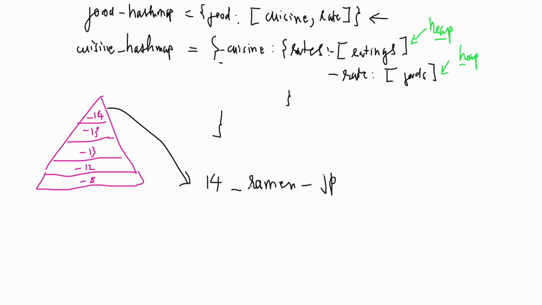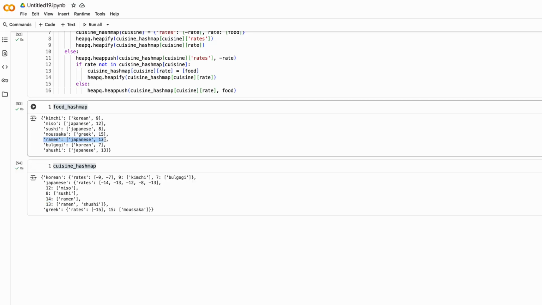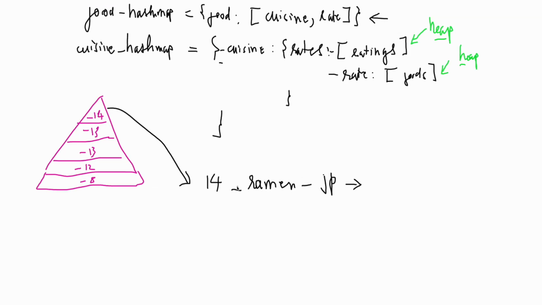However, if we need to check this value, we need to validate this data, and then we compare this one with the data in the food hash map, because the food hash map stores the ground truth data. And then we can see that here there is incorrect information, that is the rate, that is the 13. Okay, so it means that this data is outdated, right? And because this is outdated, we can remove it from the heap.